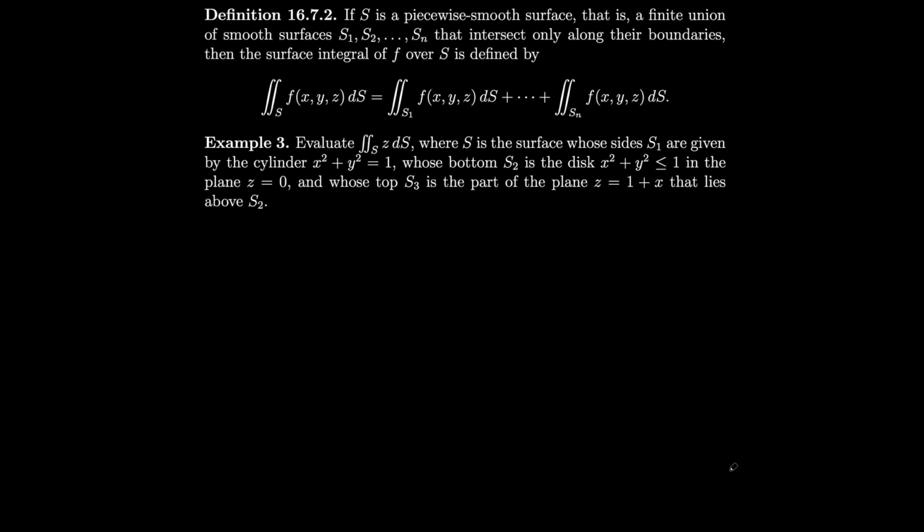So how about we do an example and evaluate this surface integral, z dS, where S is the surface whose sides are given by the cylinder, S1, bottom S2 is the disk in the plane, whose top S3 is that part of the plane z equals 1 plus x. Let's see if we can draw this. So it should be some sort of cylinder that's getting sliced through at an angle at the top. So I'll try to draw the slice kind of like that.